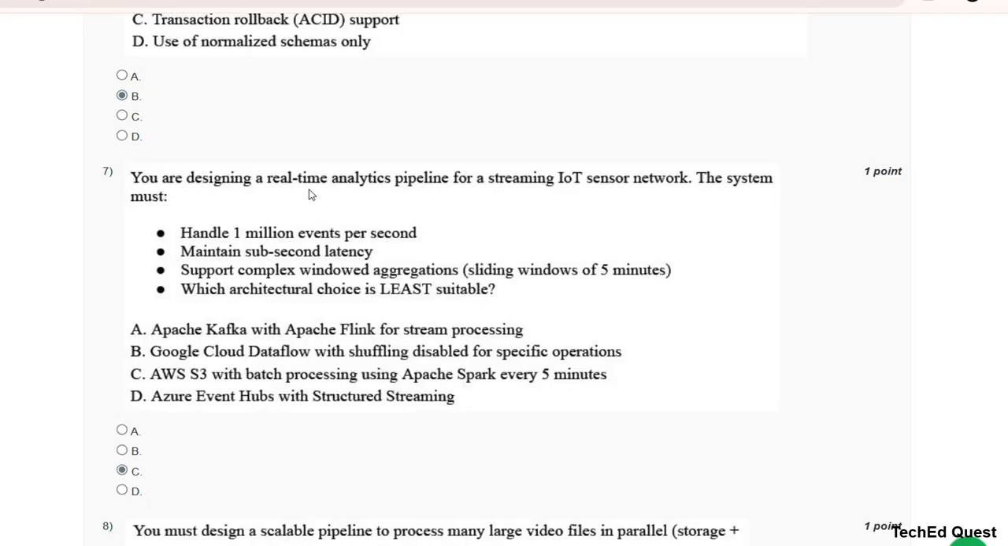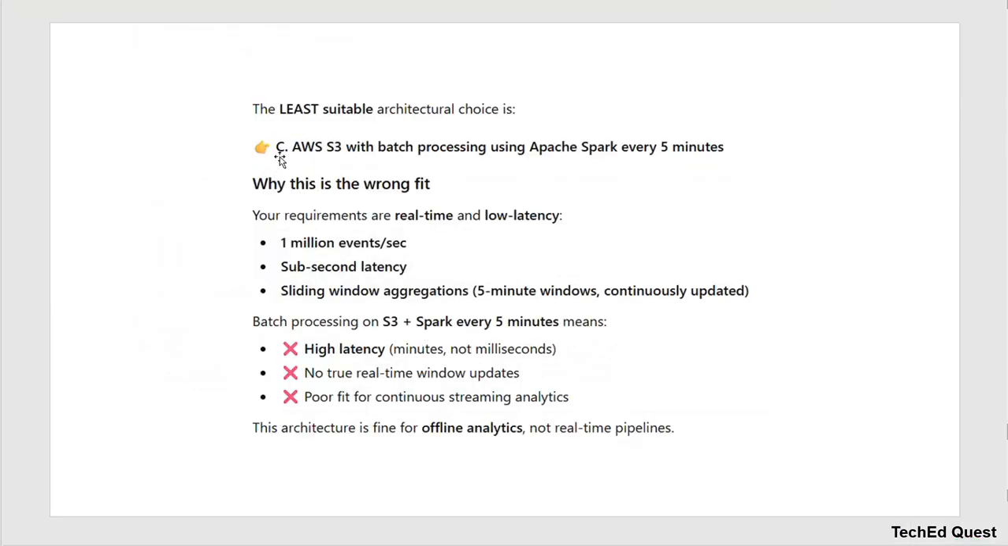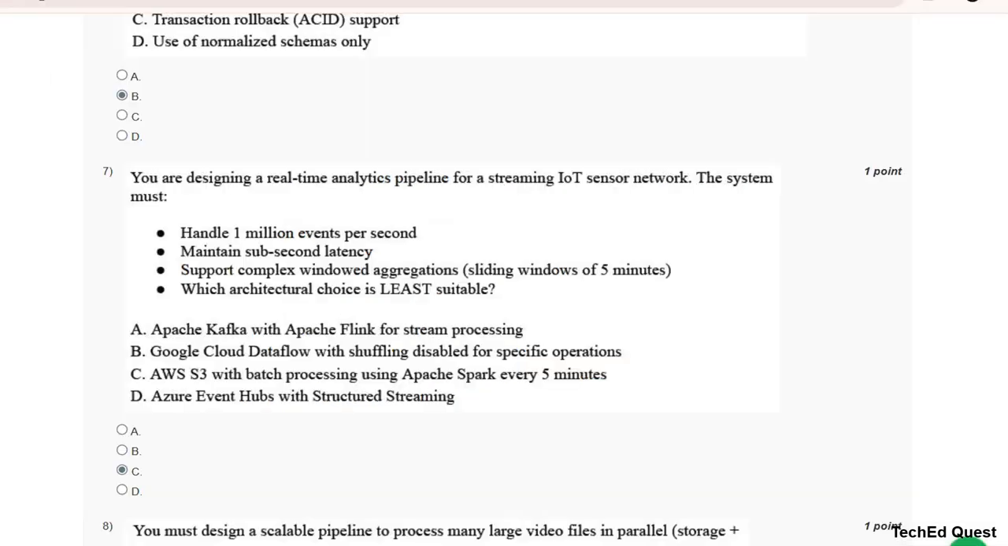Seventh question. You are designing a real-time analytics pipeline for a streaming IoT sensor network. The system must handle 1 million events per second, maintain sub-second latency, and support complex windowed aggregation. Which architecture choice is least suitable in this scenario? So the correct answer for this question is C. AWS S3 with batch processing using Apache Spark every 5 minutes. This is the least suitable choice in this scenario. So the correct answer is C.